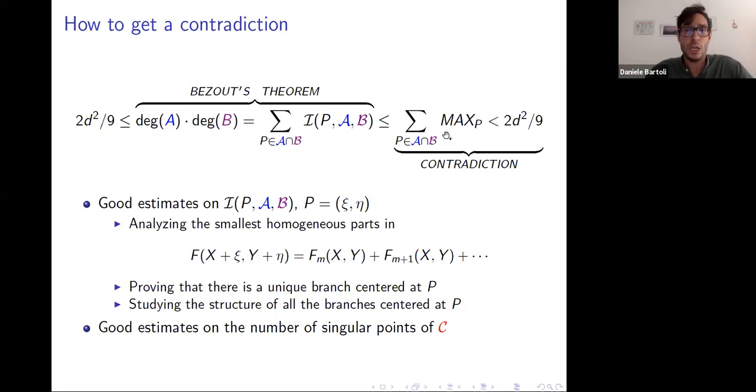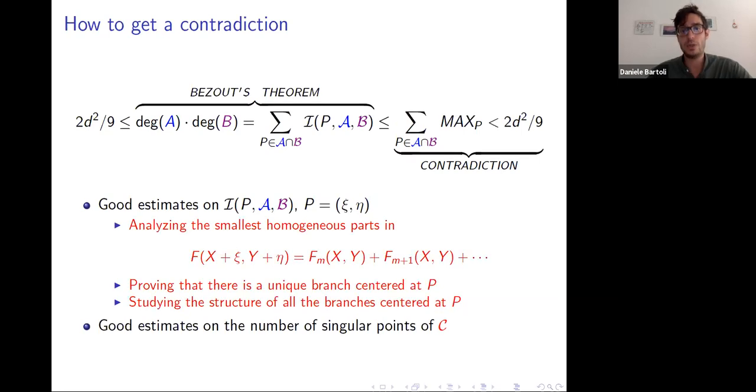And secondly, you must have an upper bound on the number of singular points, because otherwise you cannot get this contradiction, but also you must have a nice upper bound here, which is not so easy. And usually you can have information just studying the tangent cone at singular points, or for instance, using branches. So showing that, for instance, there is a unique branch centered at a certain singular point, or again, studying branches and their structures, you can provide upper bounds which are suitable for getting this contradiction.